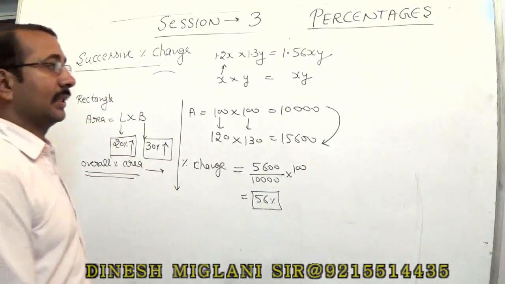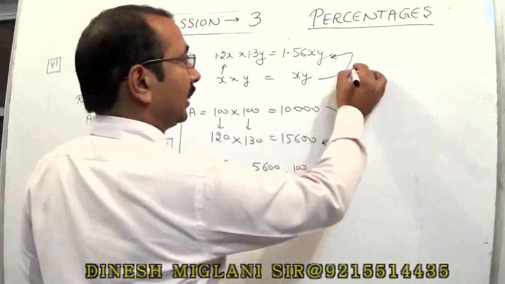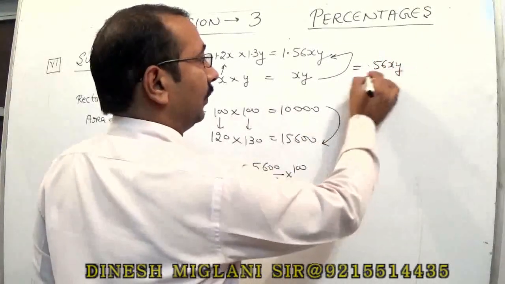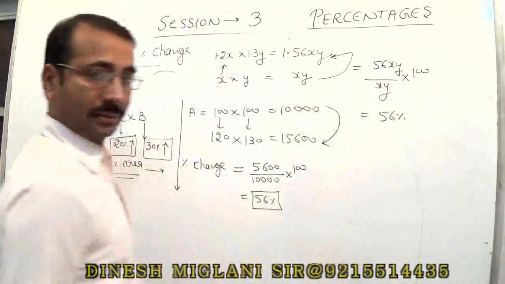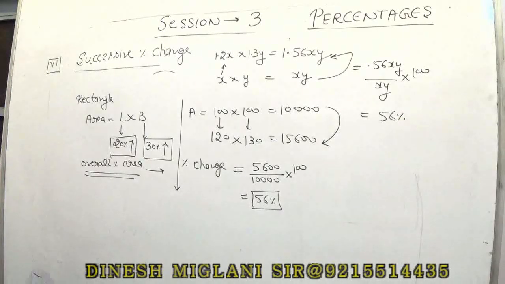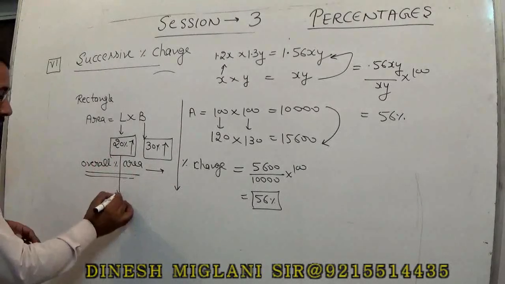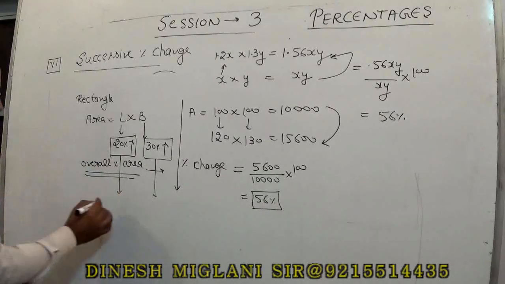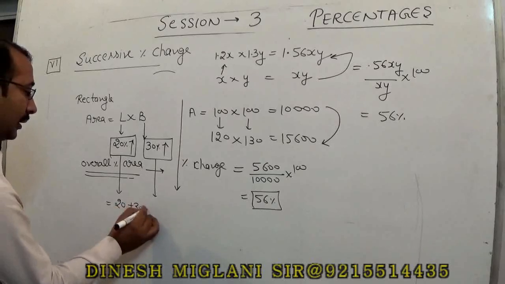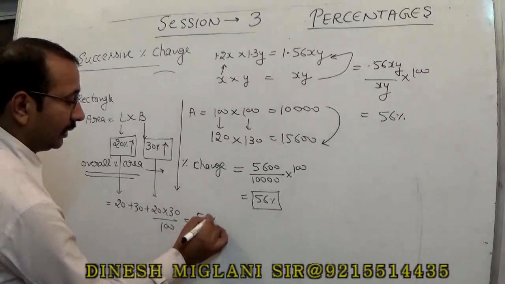In this case, we can say it was xy and now it has become 1.56xy. What is the change? 0.56xy upon xy into 100. Our answer is equal to 56%. Right? But if we just look at this question, we can also apply the concept of successive percentage here. How? This increased by 20%, this by 30%. We have to find overall percentage change. Make it 20 plus 30 plus 20 into 30 upon 100. You will get it as 56%.